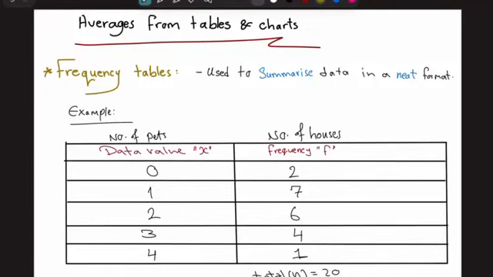So last time we've talked about mean, how we calculate mean with the usual type of data. Today we're going to be talking about the averages from tables and charts, starting with the frequency tables.